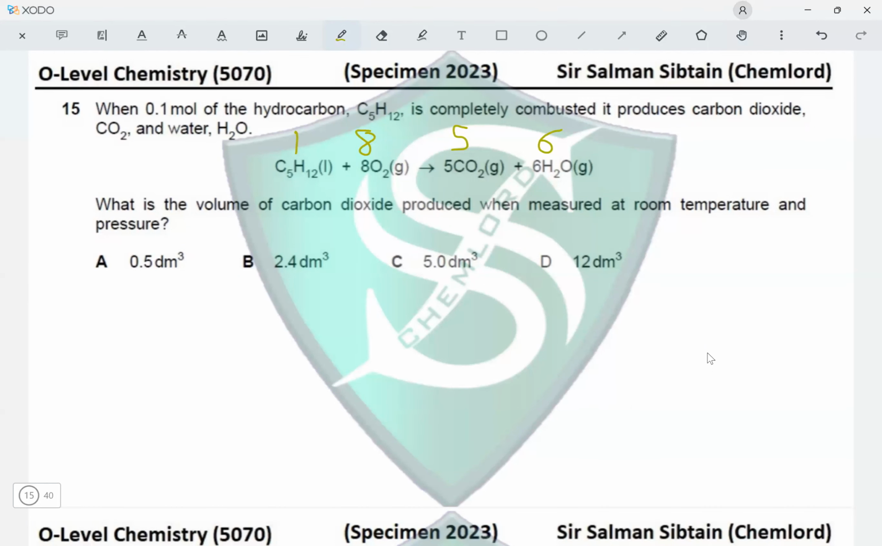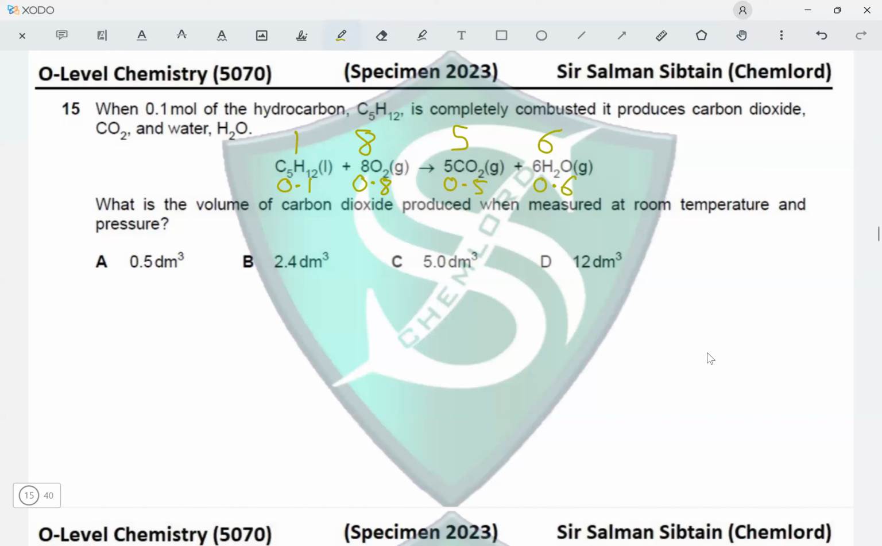Now, this is a direct comparison of the molar ratios. So if they have said that the moles of C5H12 is 0.1, 0.1 is basically 1 divided by 10. So that would mean the moles of oxygen required would be 8 divided by 10, which would make it 0.8, producing moles of carbon dioxide as 5 divided by 10, which is equal to 0.5 moles, and moles of water as 6 divided by 10 equals 0.6 moles.